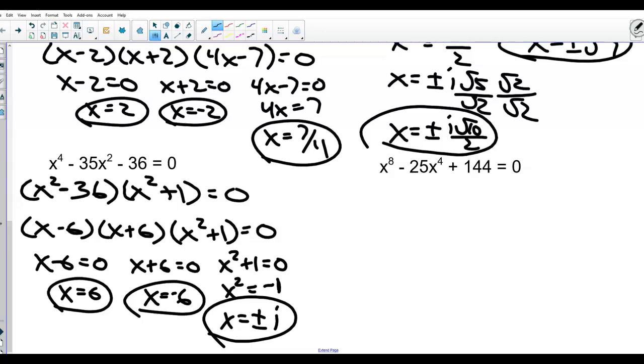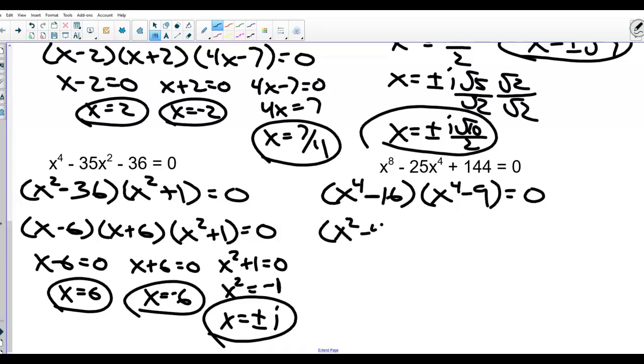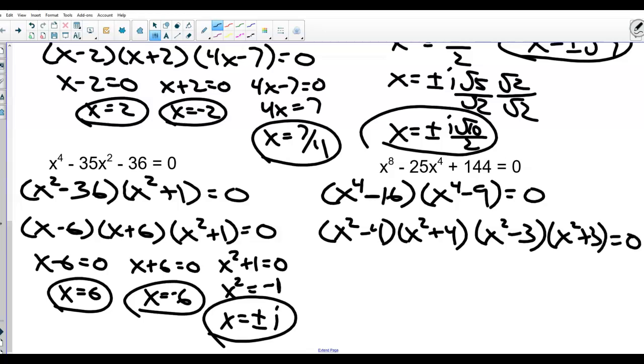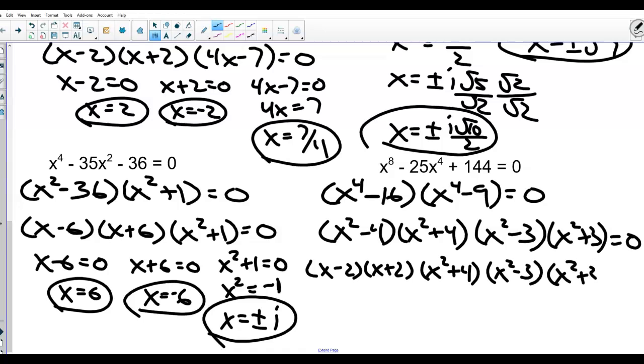With x to the 8th, x to the 4th minus 16, x to the 4th minus 9. These are differences of two squares. We can factor them more. X squared minus 4, x squared plus 4. X squared minus 3, x squared plus 3. And we have one more difference of two squares. X minus 2, x plus 2. X squared plus 4, x squared minus 3, x squared plus 3. That is completely factored. Anytime you see difference of two squares, you've got to factor a little bit more.